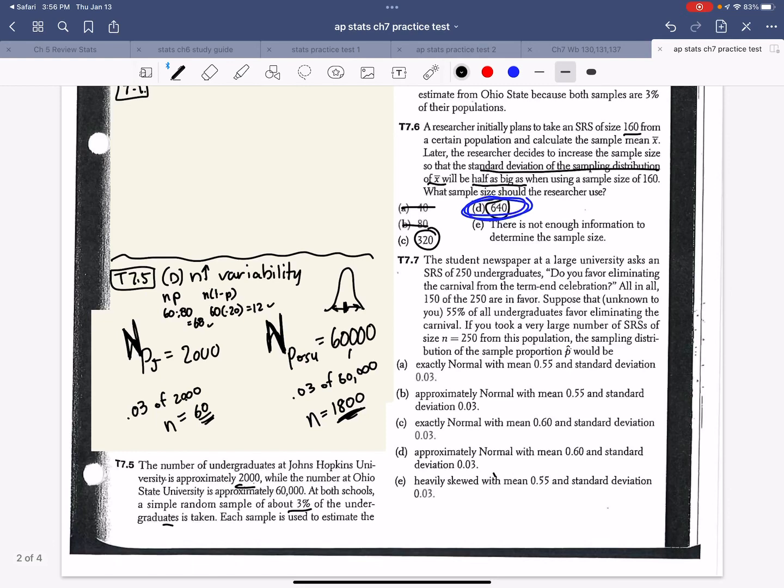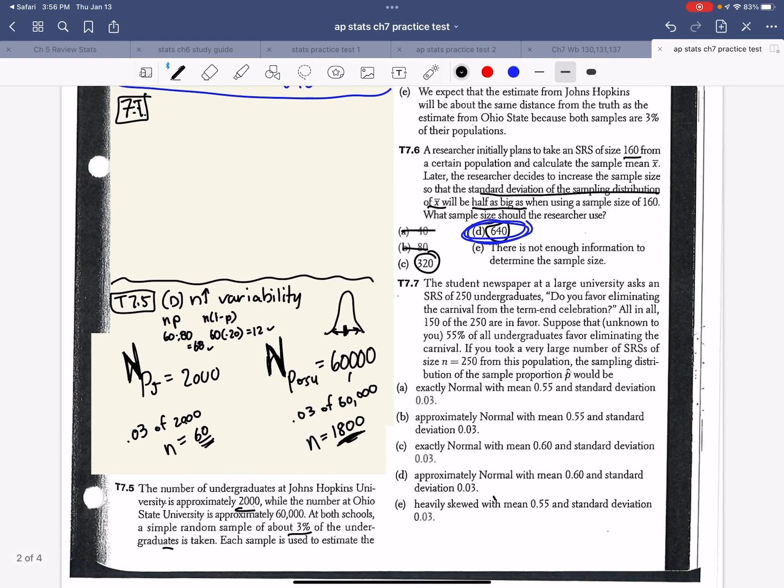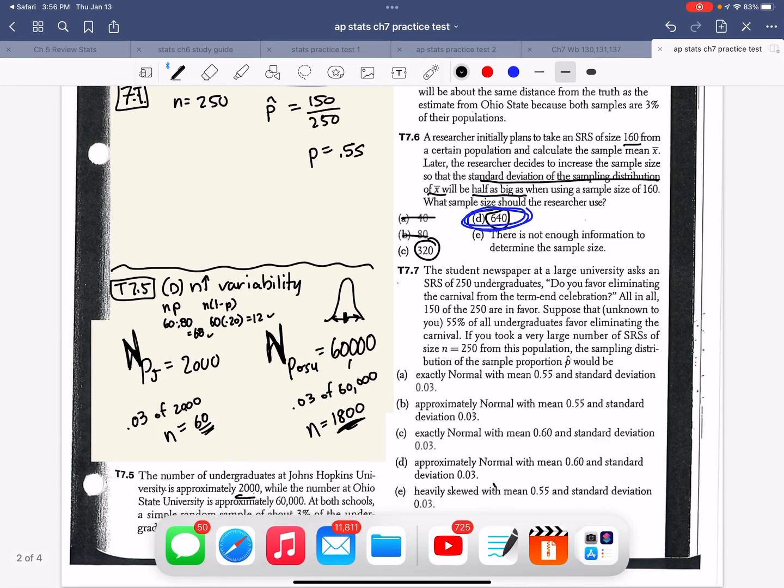The student newspaper at a large university asks a simple random sample of 250: do you favor eliminating a carnival from the end of term celebration? All in all, they took a sample and 150 are in favor out of 250. Suppose that unknown to you, 55% of all undergrads favor the elimination. So they're saying sometime later they asked and they did end up finding out this was the proportion. So let's see what our sample proportion is. So it's 150 over 250.